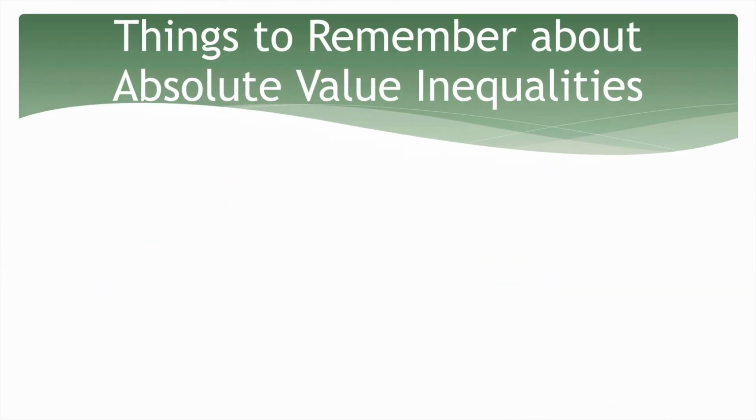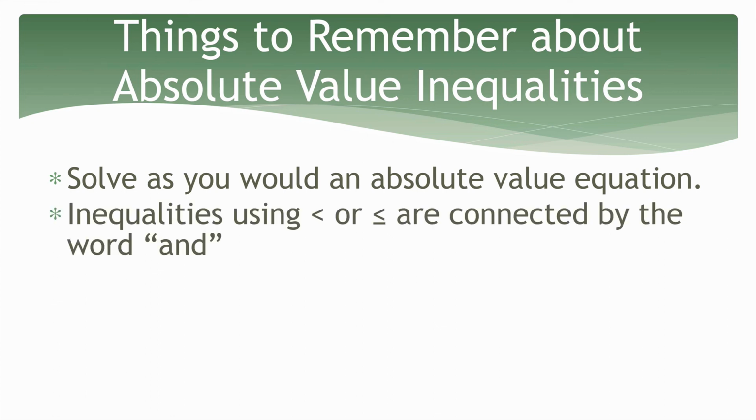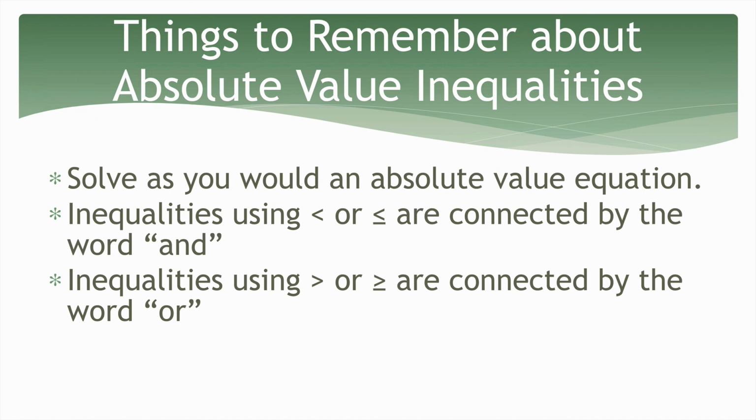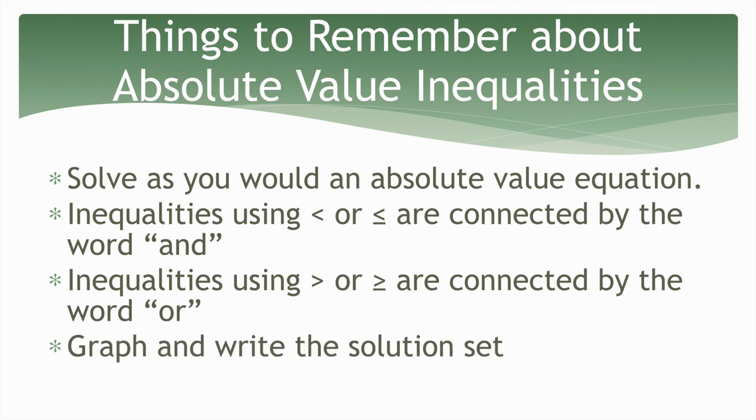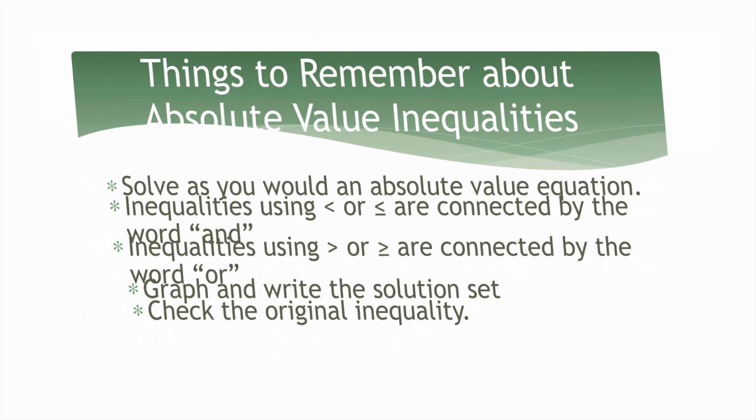Okay, so let's just recap. When you solve absolute value inequalities, solve like you would an absolute value equation. Inequalities using less than or equal to are connected by the word and. Inequalities using the greater than or equal to are connected by the word or. Make sure you graph the solution and write the final solution set, and check the original inequality. Don't check it after you split it or after you simplified it.